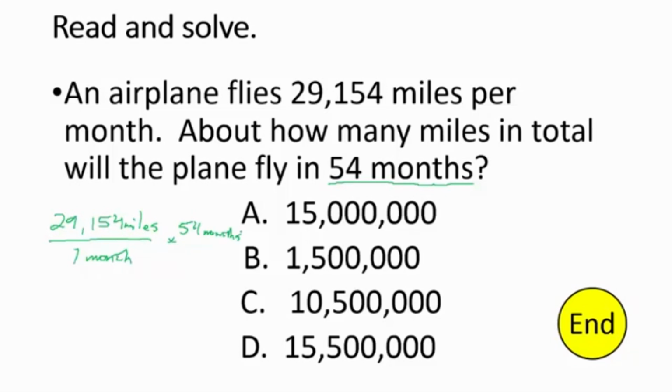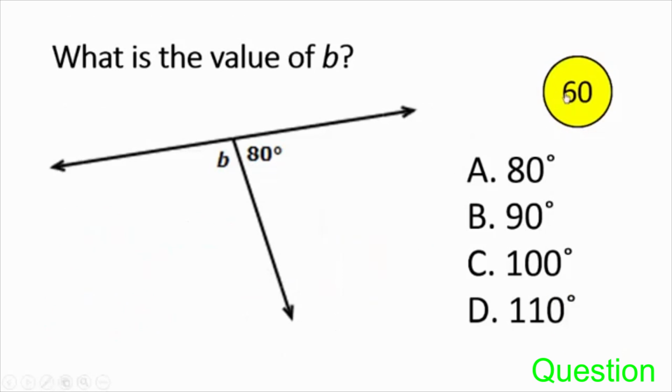Better grab your calculator. 29,154 times 54 gives me, here's what the calculator says, 1,574,316. I'm looking at which one's the closest estimate. So that is about 1.5 million, or choice B. Next question.